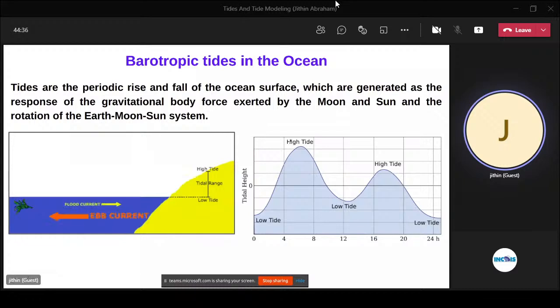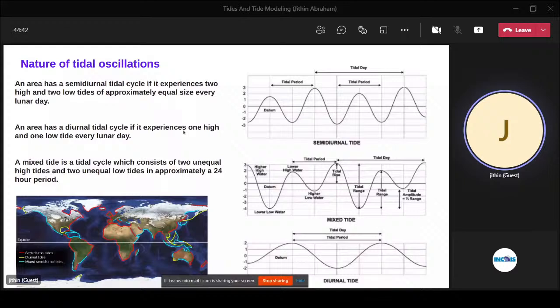These oscillations often show different characteristics along different coasts. It means that the nature of this tidal elevation or oscillation is not uniform. It varies from one location to another. Usually, in some locations there are two highs and two lows in a day, and that is called semidiurnal tides. The tidal elevation will look like this. There will be two highs and two lows in a day. That is called semidiurnal tides.